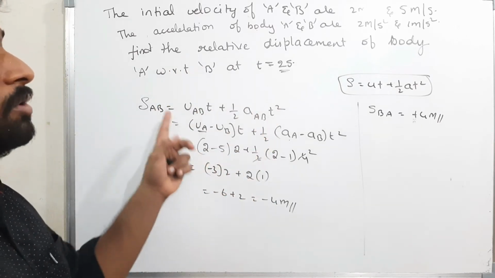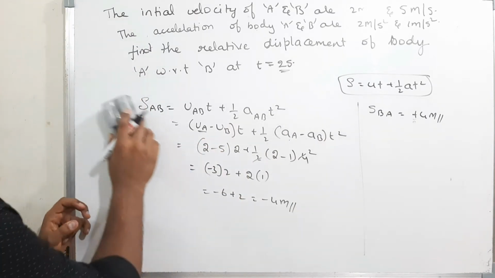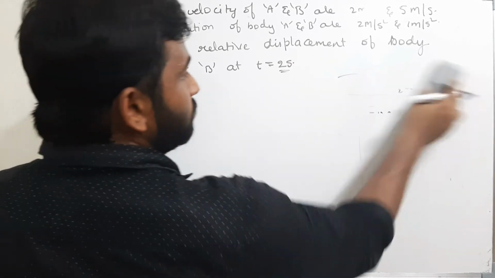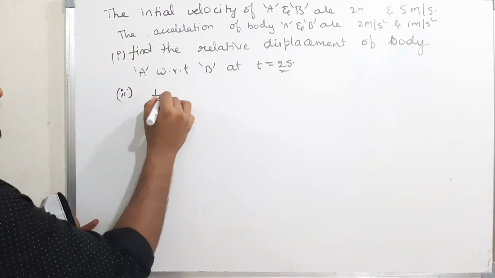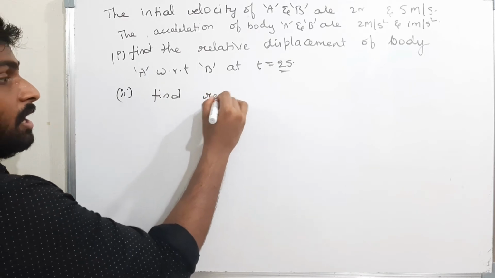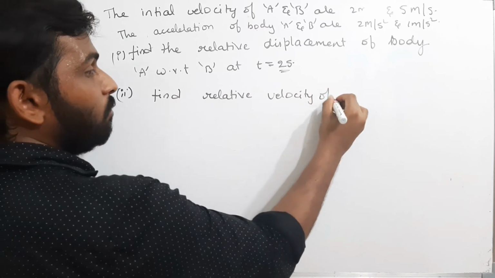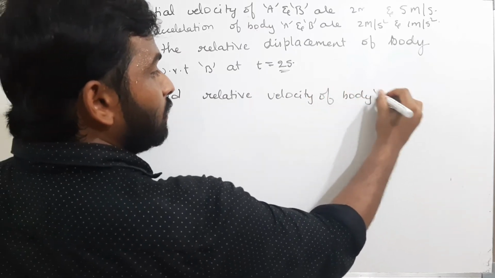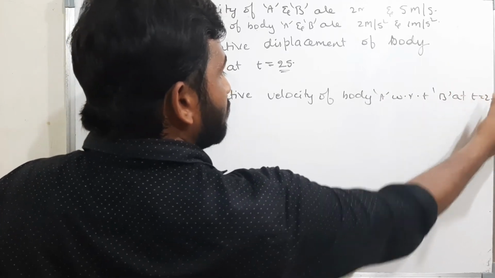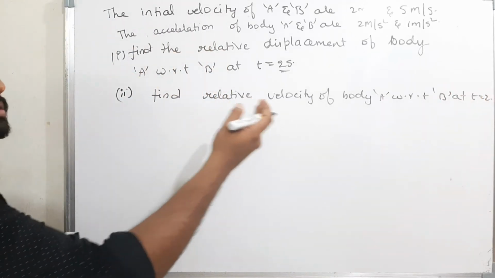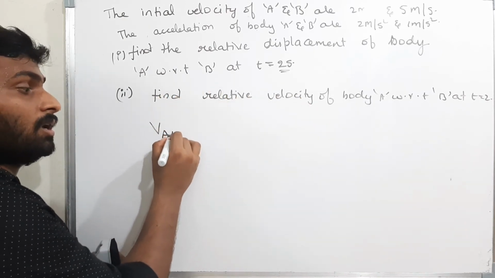These are the problems. I can use all the 4 equations even in relative motion also. Please remember that. Okay, now see here. One more thing. Now they told us to find the second one: the relative velocity of body A with respect to body B at time t equal to 2 seconds. That means they told us to find V_AB.